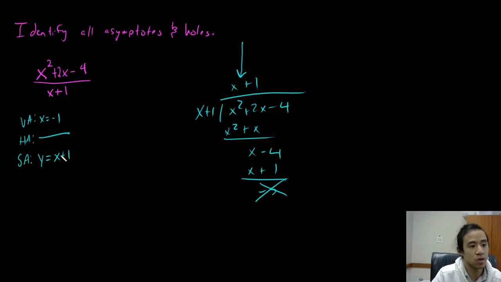And that's it. We don't have any holes since we didn't cancel anything out. And yeah, we just have a vertical asymptote and a slant asymptote.